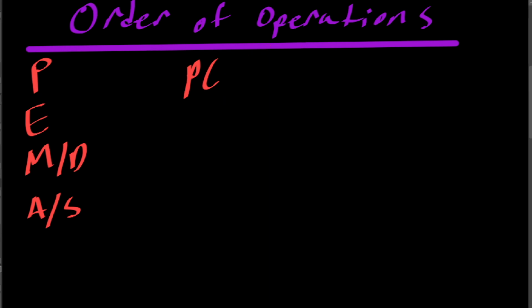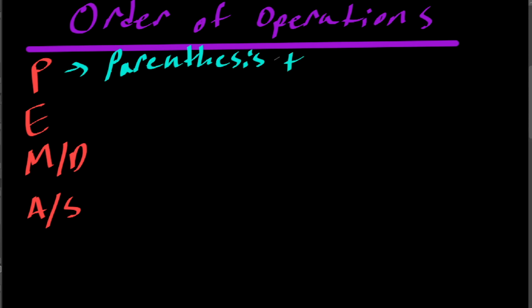Now, here's what each part stands for. The P is going to be parentheses, and let me make sure I spell this right because my spelling is spotty at times. So the parentheses plus any grouping symbols. That could be like brackets or, I don't know, absolute value, stuff like that. Okay, so grouping symbols.